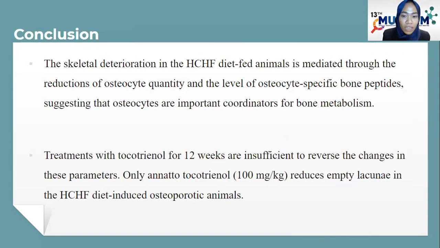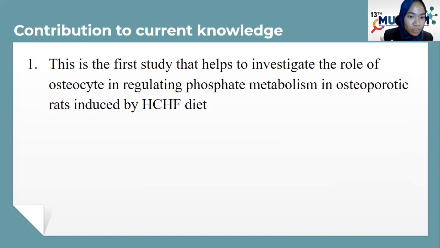So in conclusion, the skeletal deterioration in the HCHF diet animals is mediated through the reduction of osteocyte quantity and the level of osteocyte-specific bone peptides, suggesting that osteocytes are important coordinators for bone metabolism. Treatment with tocotrienol for 12 weeks is insufficient to reverse the changes in these parameters. How our research contributes to the current knowledge is that this is the first study that investigates the role of osteocyte in regulating phosphate metabolism in osteoporotic rats induced by HCHF diet.